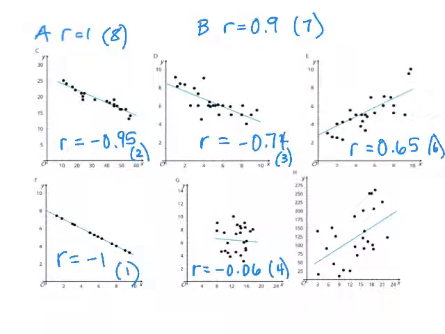And lastly, we have another increasing model. So this is a positive R, but it's not nearly as strong as the others, and it's 0.48. So kind of midway between 0 and 1. And this one was number 5 in the list. Hope you did well on that match.